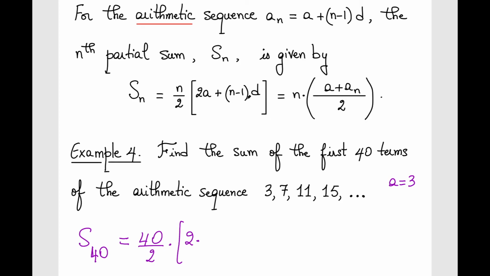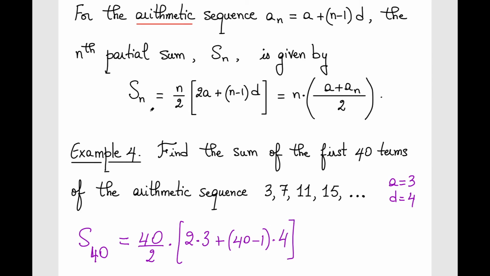And I also need d. Who's d? D is the difference, the common difference, which is 4, right? I'm adding 4 each time. All right, so 2a, so 2 times 3 plus n is 40 minus 1 times d, which is 4.